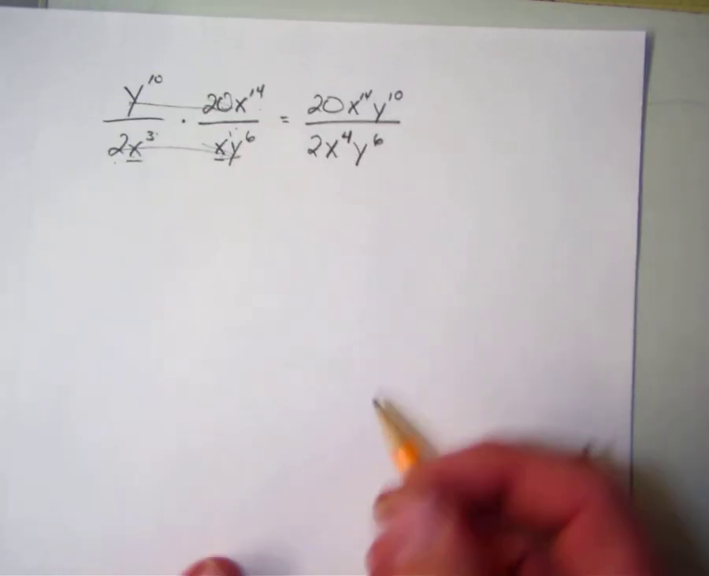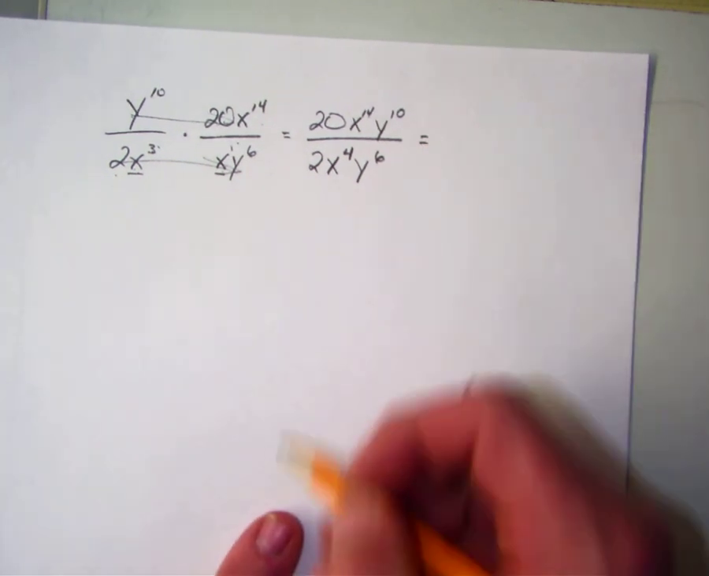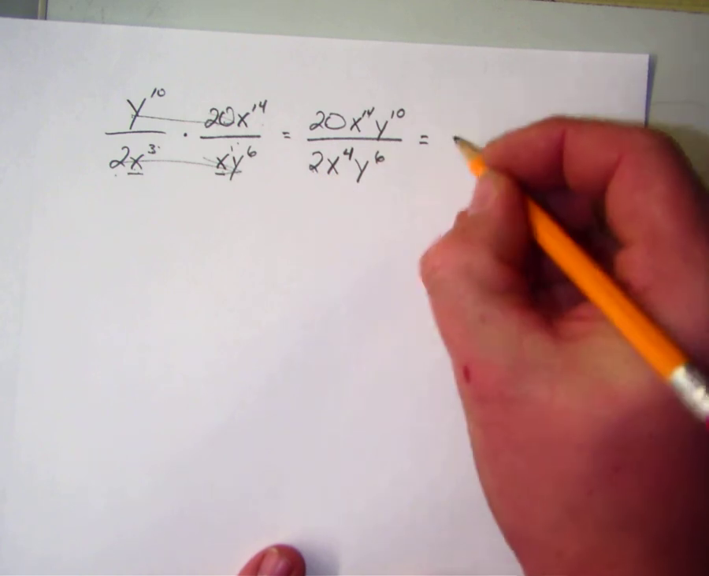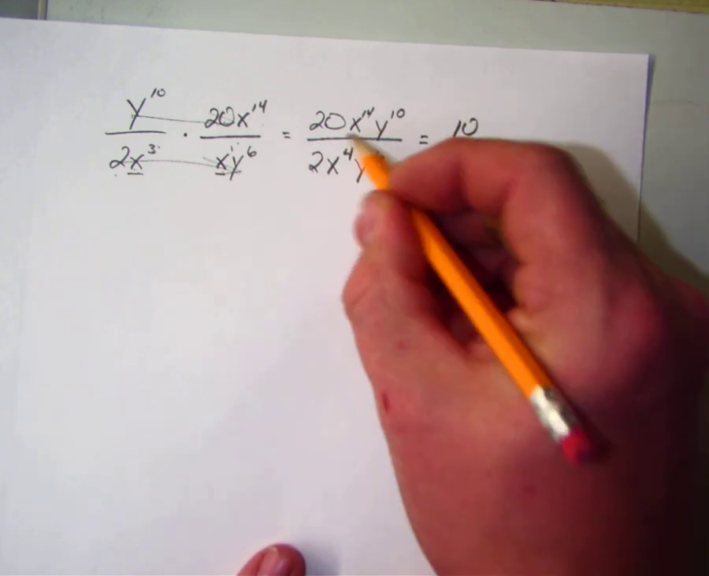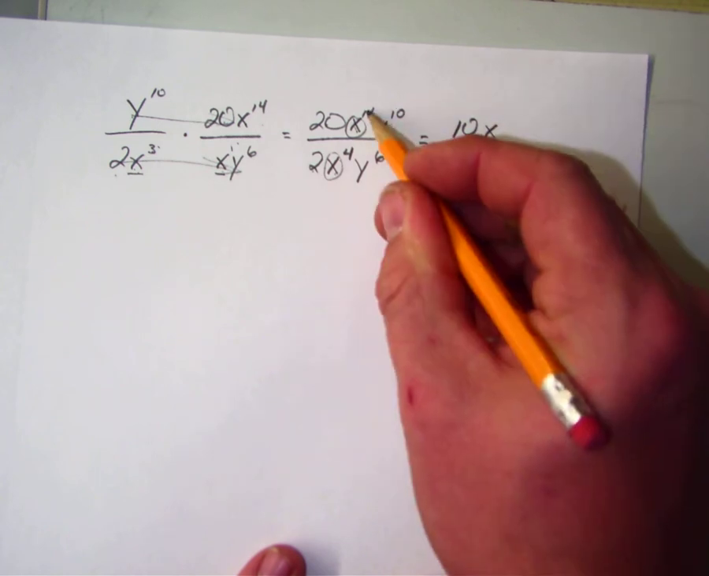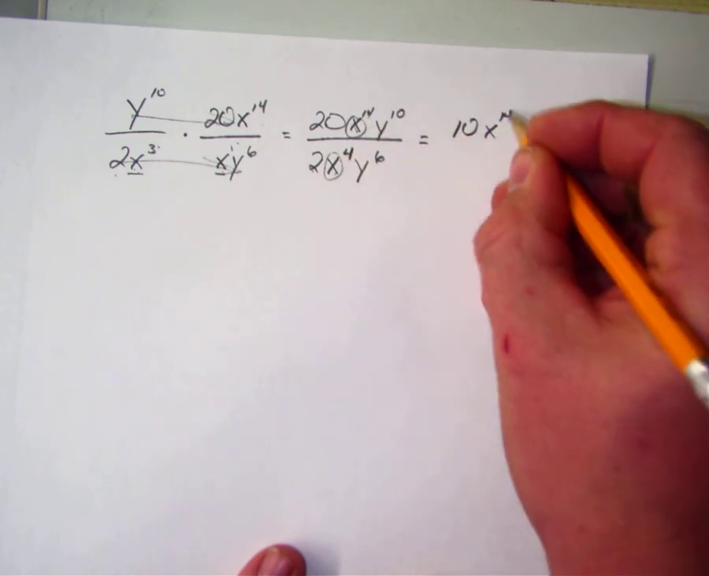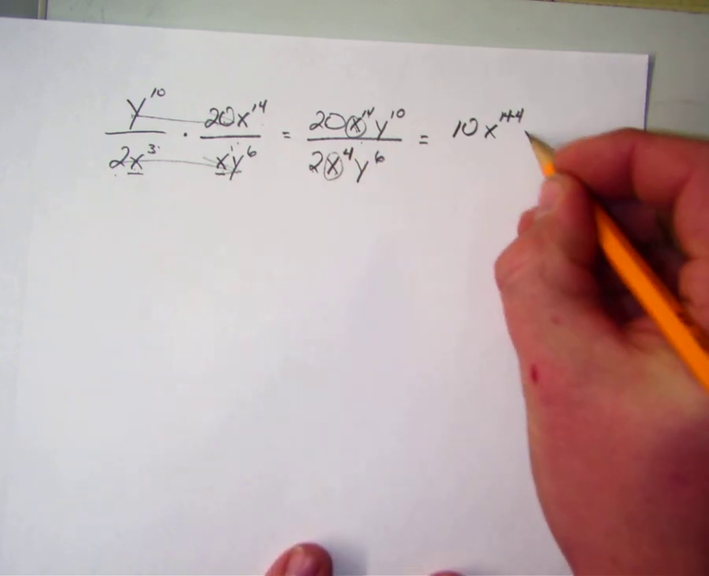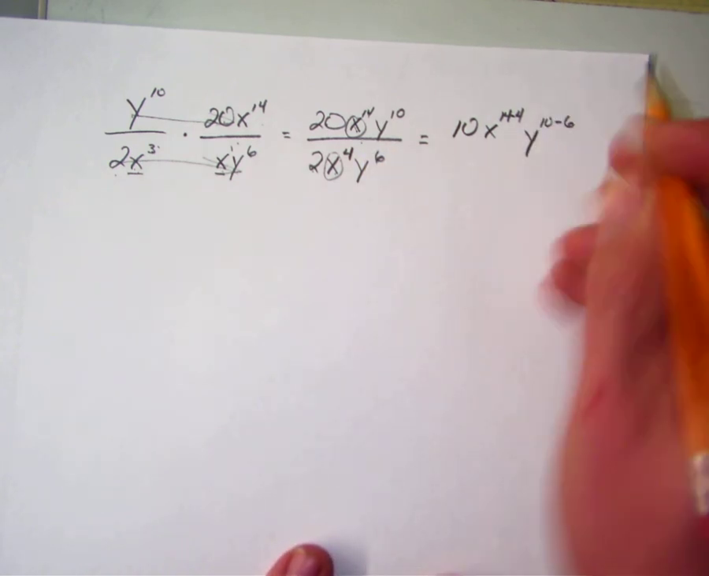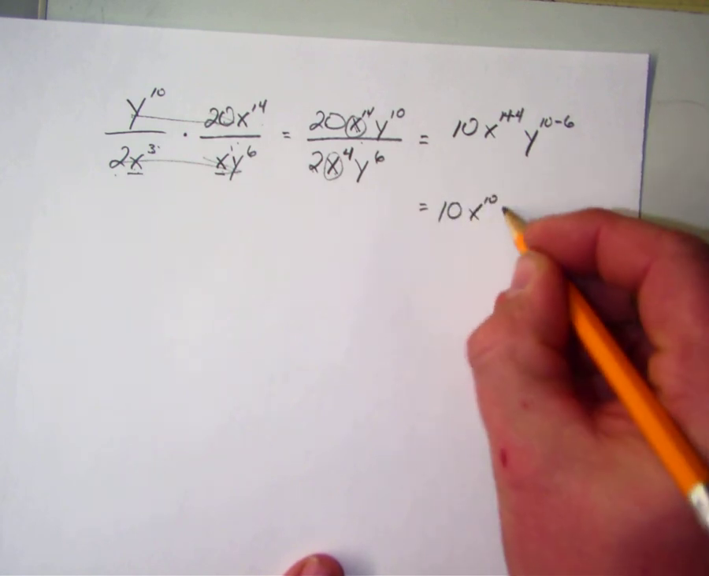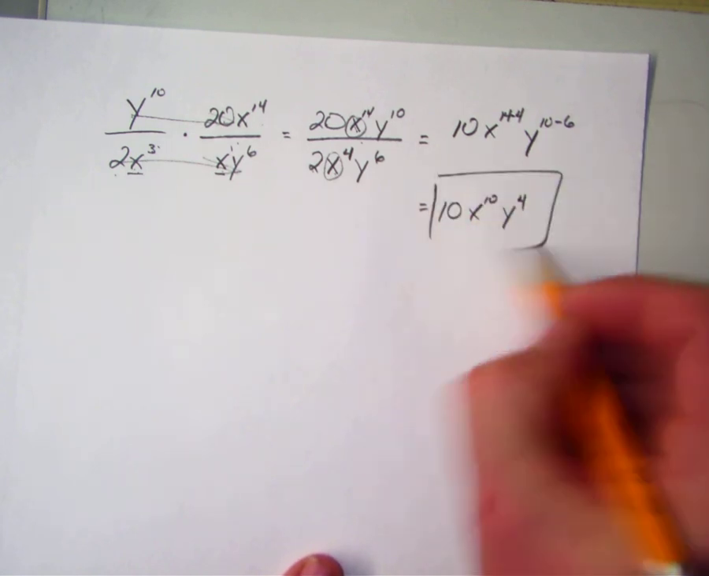All right. Now we can go ahead and simplify by doing more properties. Well, 20 divided by 2 is 10. Bases are the same, so I keep the x. 14 minus 4. I'm subtracting because we are dividing. And then I have y, 10 minus 6. So then I have 10, x to the 10th, y to the 4th. And we are done.